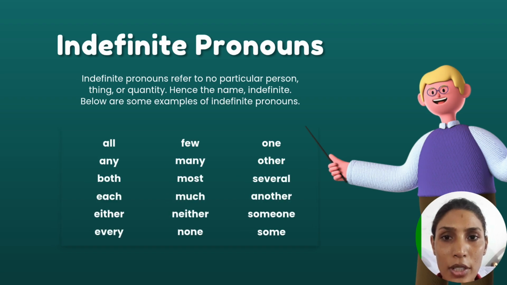And here I am going to discuss indefinite pronouns. Indefinite pronouns do not refer to a particular person, thing, or quantity. Below are some examples of indefinite pronouns: all, any, both, each, either, every, few, many, most, much, neither, none, one, other, several, another, someone, and some. These are some examples of indefinite pronouns.